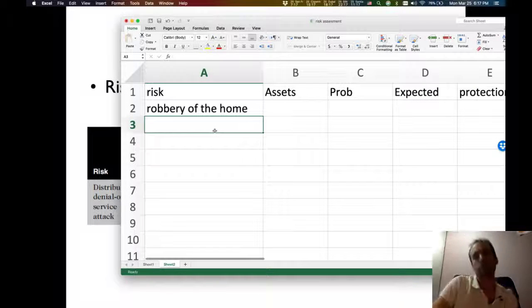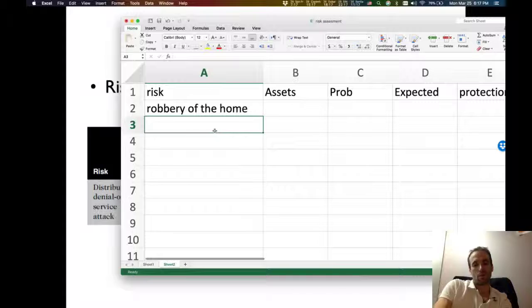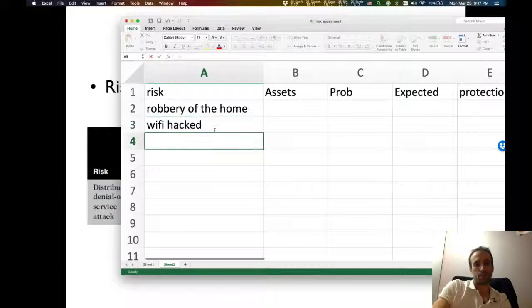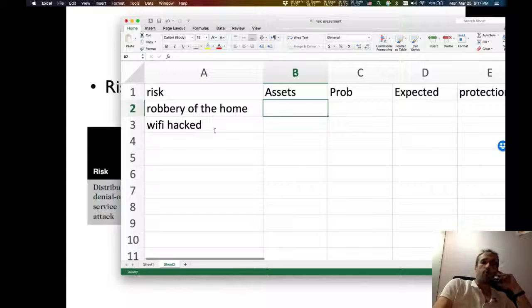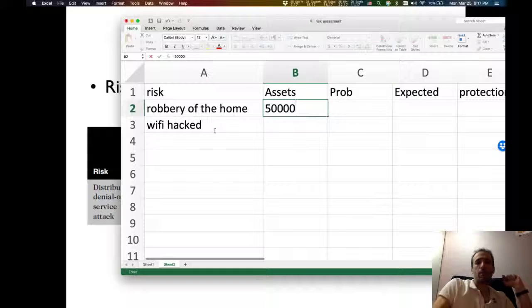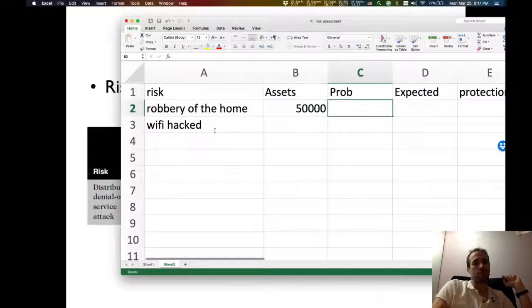And what's another risk we face? For example, Wi-Fi hacked. Let's say that's another risk, right? So let's see, robbery of the home. What assets are at risk? So let's say all the valuables of the home. Very good. And how much are they worth? Let's say my home, I have valuables for a value of 50,000. So I would put 50,000 here.